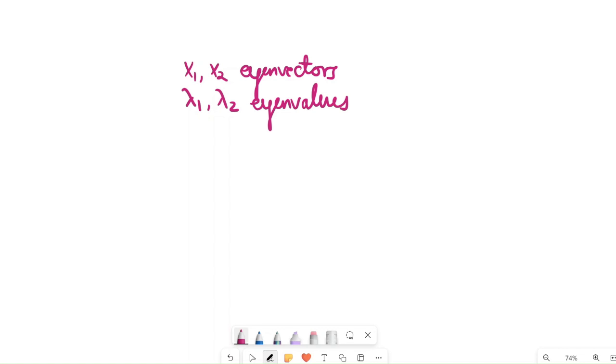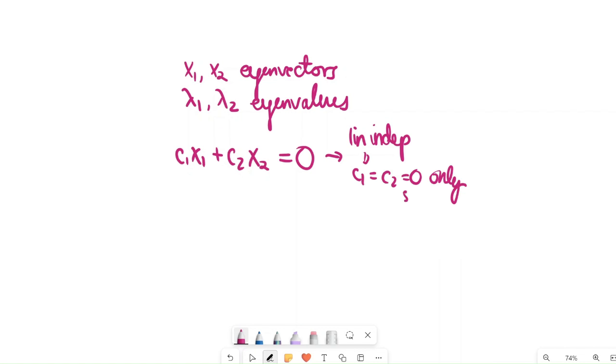Okay, so let's say we have x1, x2 as our eigenvectors. And this corresponds to our eigenvalues, right? Lambda 1, lambda 2. So we can do the test for linear independence. So this means that c1 times x1 plus c2 times x2 is equal to 0. And if these two vectors are linearly independent, then the only solution for this is c1 equals c2 equals 0. And we know, because these are eigenvectors and eigenvalues, that Ax1 equals lambda 1 x1, and Ax2 is equal to lambda 2 x2.